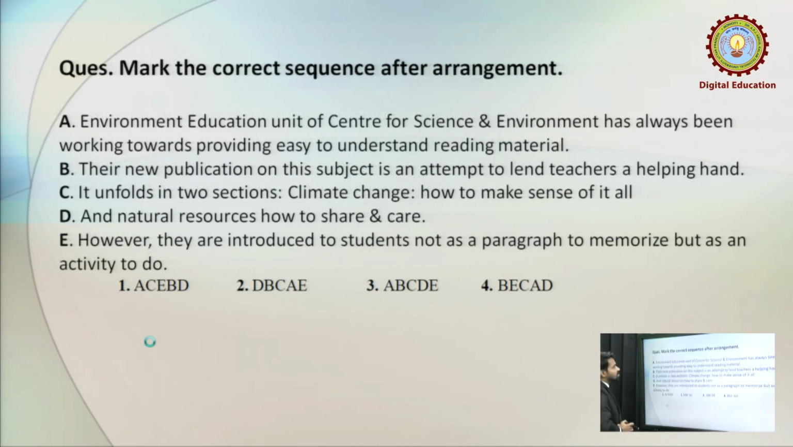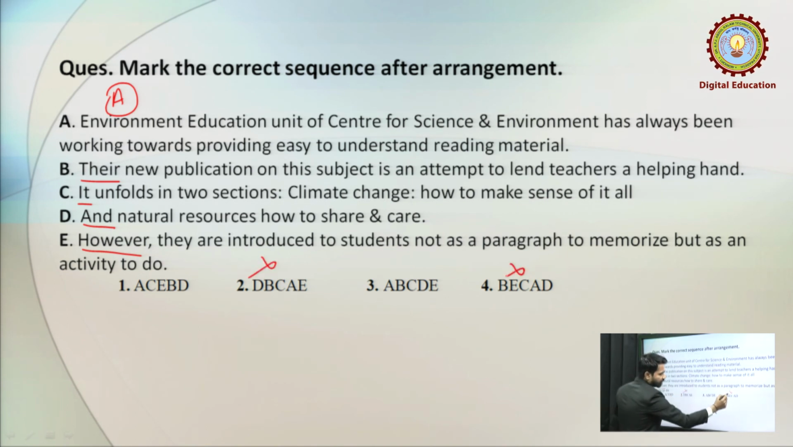The last exercise we have: what is the opening sentence? 'It unfolds' cannot be the first sentence. 'There', a pronoun, cannot be the first sentence. And 'however' is connected. So what is the first sentence we have? The opening sentence will be, no doubt, A. You can check the sequences which have A. This cannot be the answer, this cannot be the answer. We have only two options left. Now you have to check a pair.